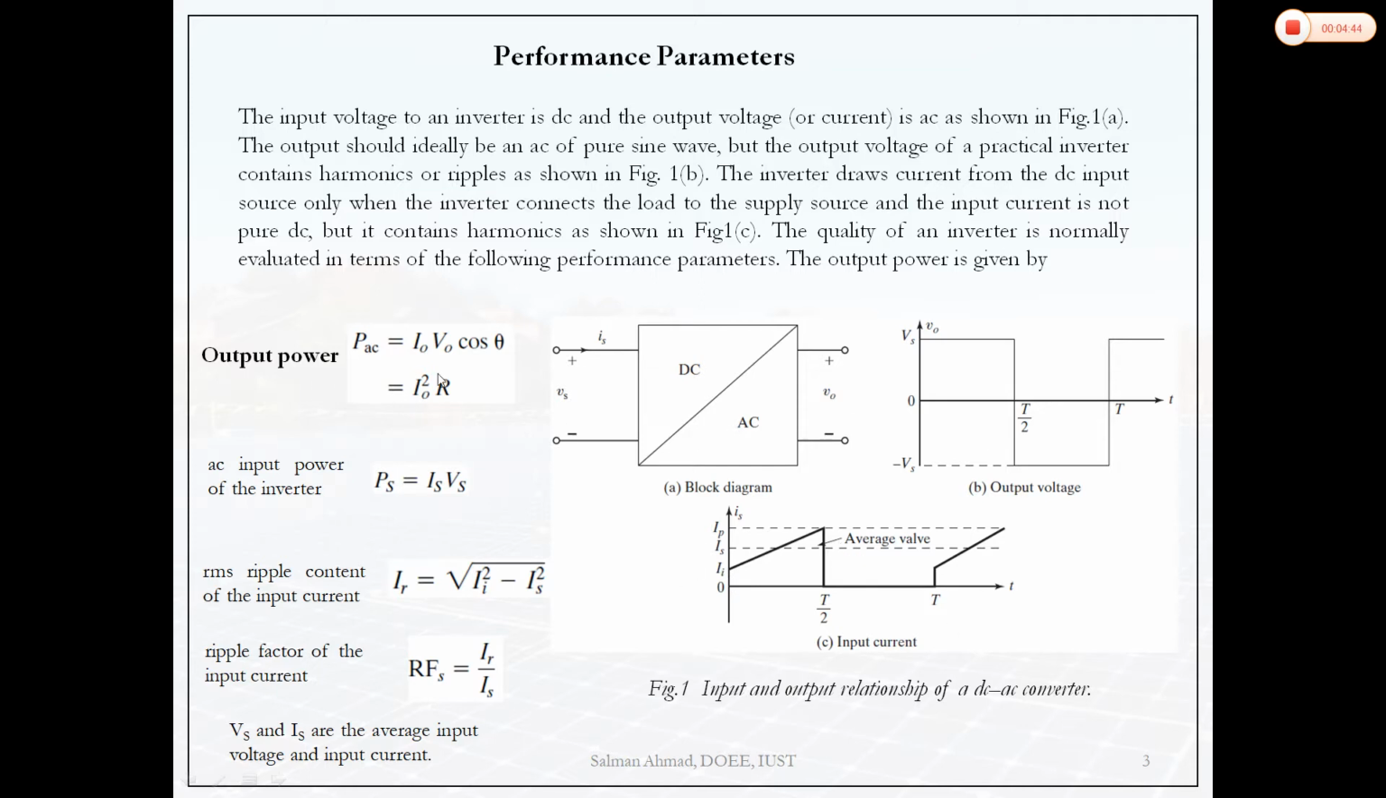Okay, so output power we can give as V naught I naught cos theta. So this is the fundamental component, their RMS values, then the displacement between these two. So that will give the output AC power. You can also calculate, if the load is purely resistive, what the output power will be with the help of this expression. Similarly, you can find the input power of the inverter, that is given by Vs into Is, the average value of the input voltage and the average value of the current. Similarly, the RMS ripple content of the input current we can find with the help of these expressions.